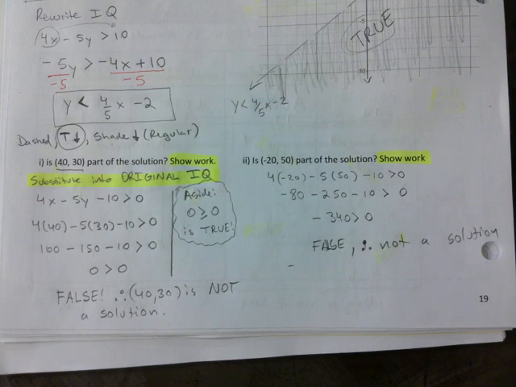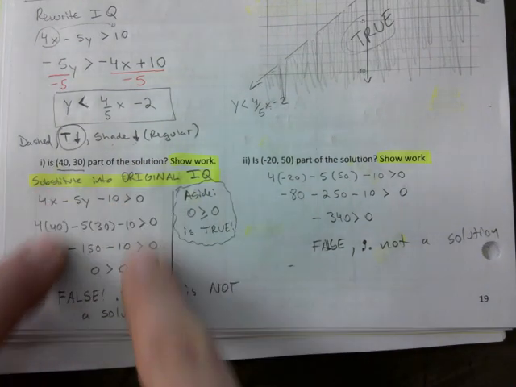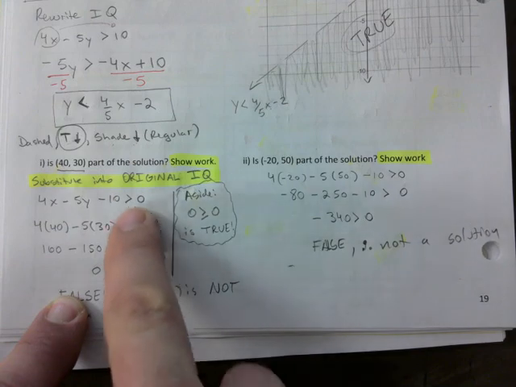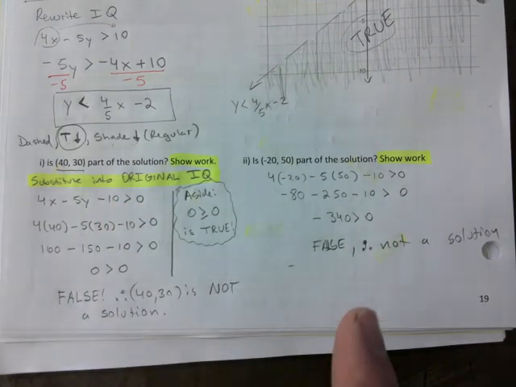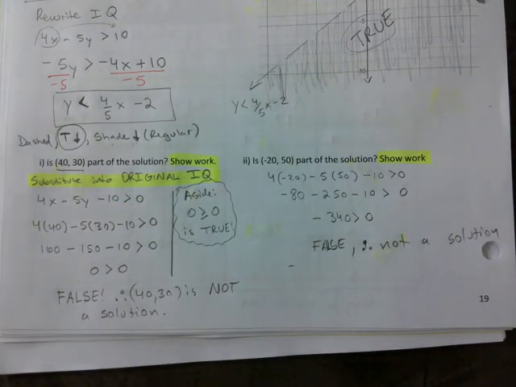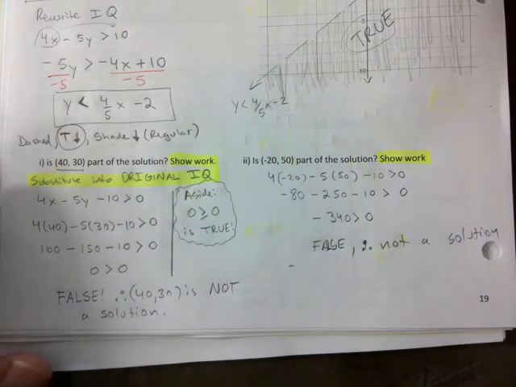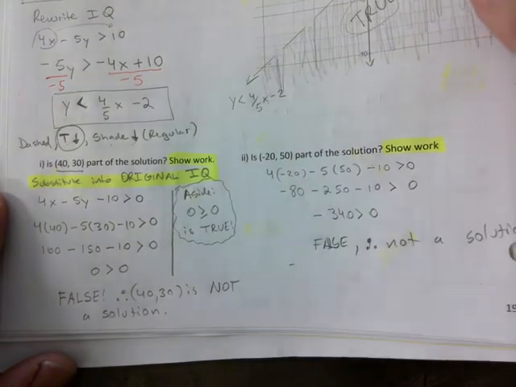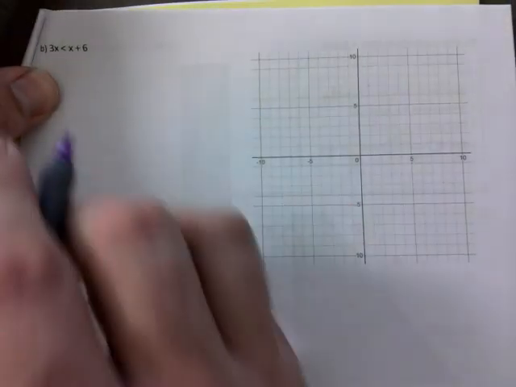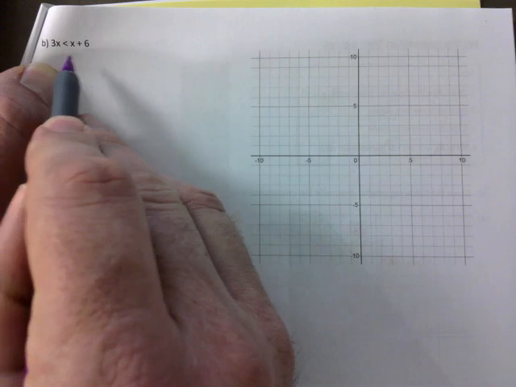So in grade 10, Intro to Applied and Pre-Cal, they might have asked you, is this point a solution? You would have done the same thing, but you would have had an equal sign here, right? And if the left side is not equal to the right side, it was just false, right? There's no being greater than or less than. So it's the same idea, it's just symbol of inequalities here. Let's keep going. I want to make sure you know how to deal with this on page 20.